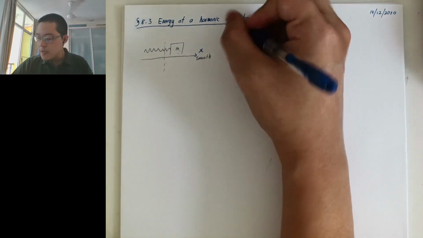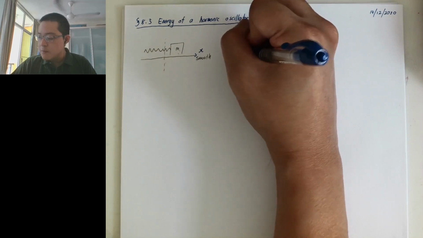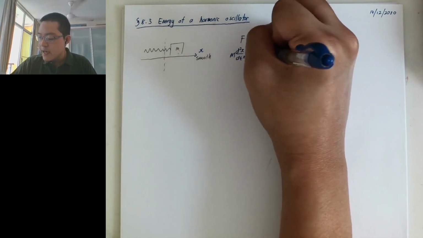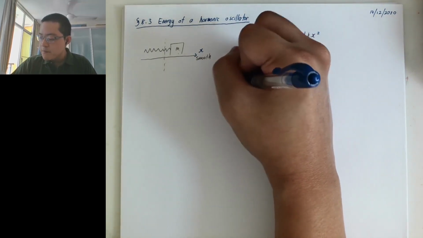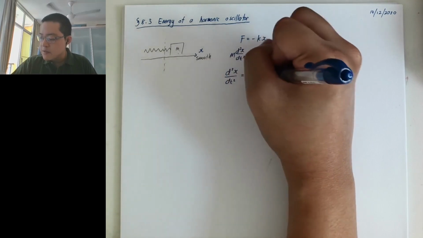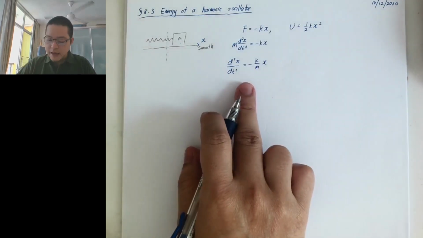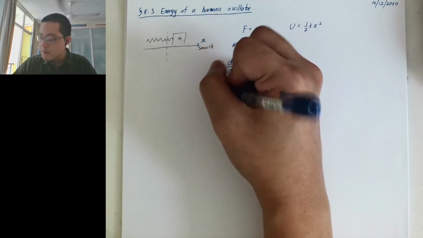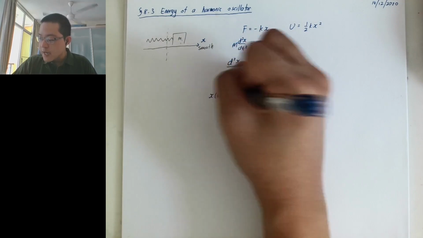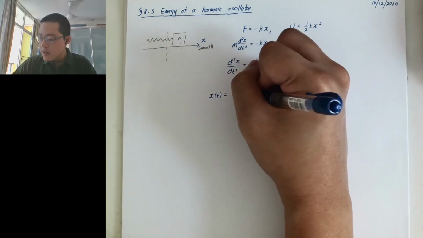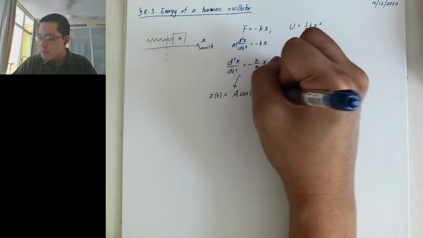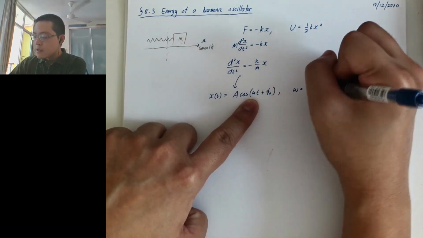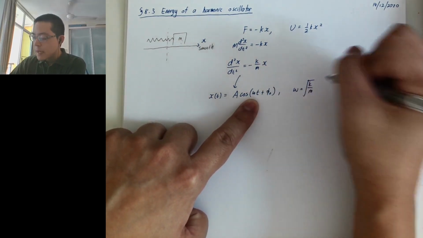Okay, and from here we use Newton's law. F is equal to mass times acceleration. We have m d²x/dt² equal to minus kx, and this is the equation of a simple harmonic oscillator. And from there, I have shown you how to solve this in the previous class. The position as a function of time is given by some constant A cos(omega t plus phi 0). Phi 0 is the initial phase, and what is omega? Omega is the square root of k over m, right?